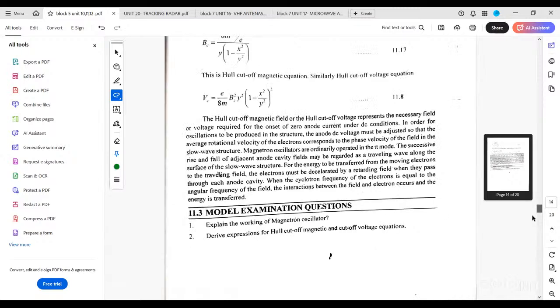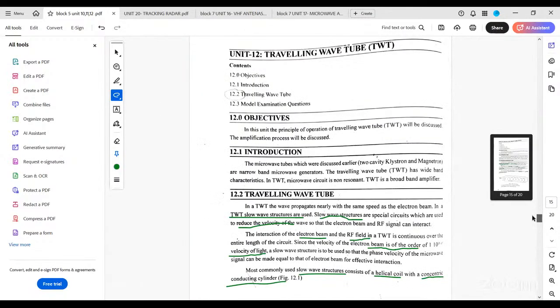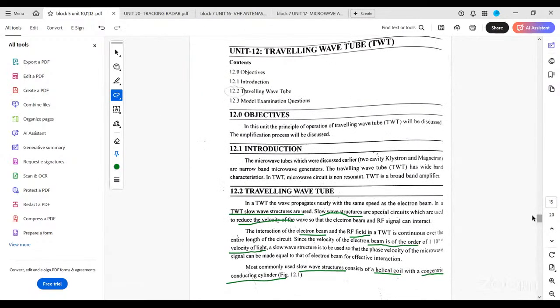What is the purpose of the traveling wave tube? What is the function? Why do we use a traveling wave tube? To match the speed and to reduce the speed of the radio frequency signal. So traveling wave tubes are mainly used with slow wave structures to match the electron beam speed as well as radio frequency wave speed. That is the main concept of using this, which is explained in the first page.